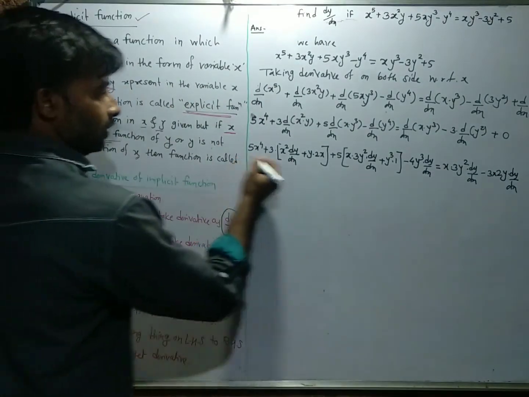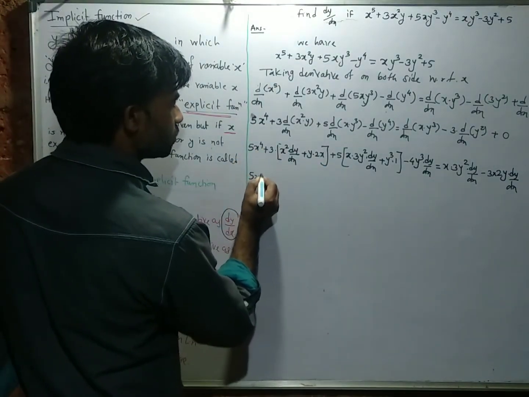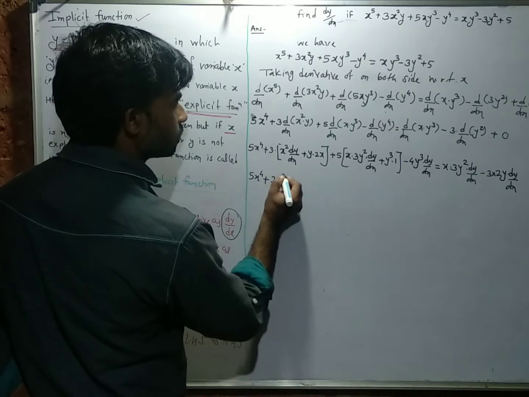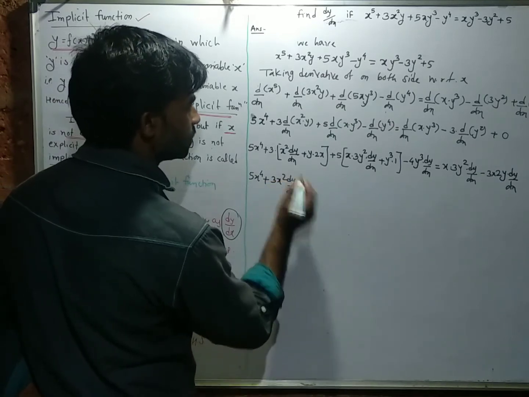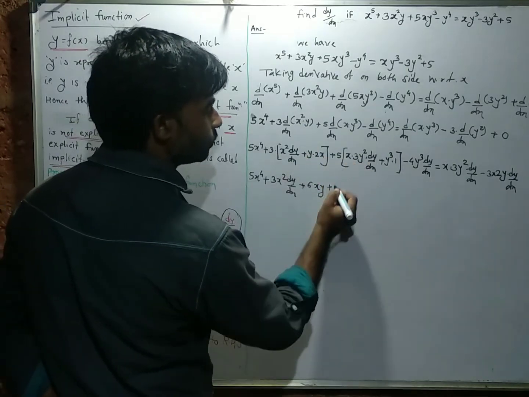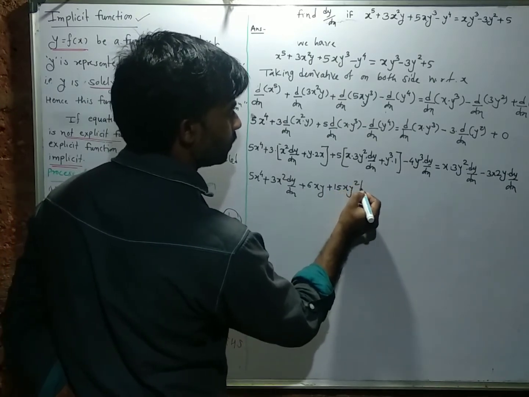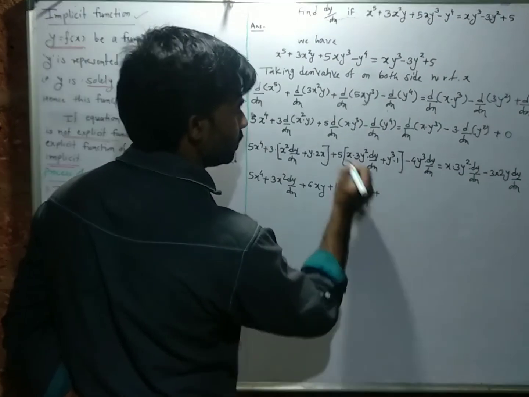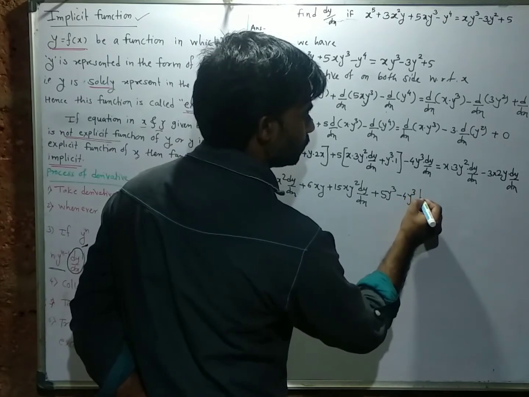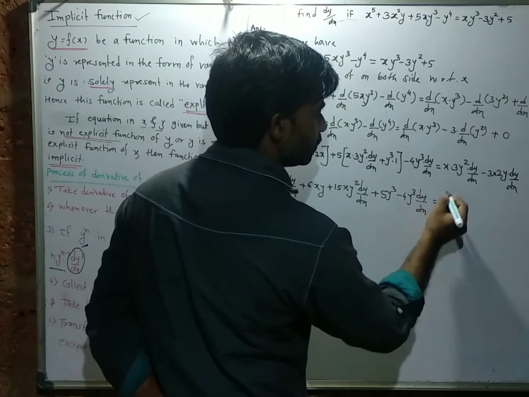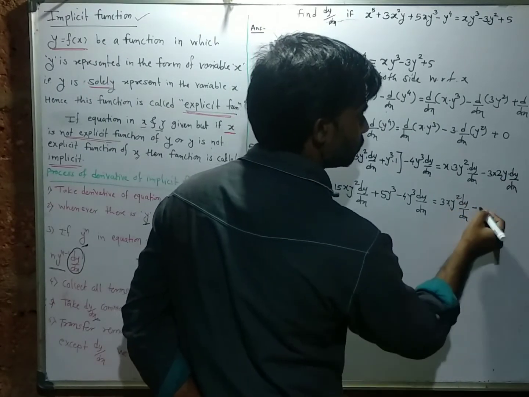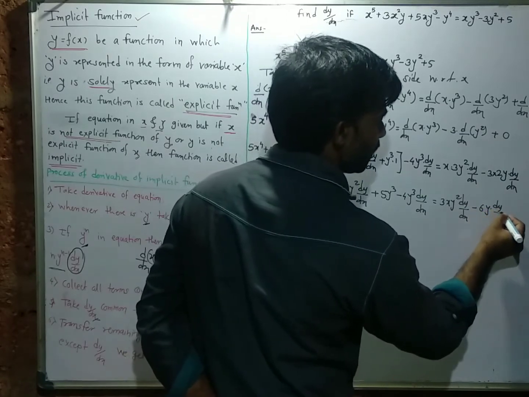To there, and right now we have to consider 5x raised to 4 plus 3 multiplied to both terms, and therefore 3x square dy by dx plus 3 into 2, that means 6xy, then plus 5 into 3, 15xy square into dy by dx, plus 5 into y cube, minus 4y cube into dy by dx is equal to 3xy square into dy by dx minus 3 into 2, that means 6y into dy by dx.